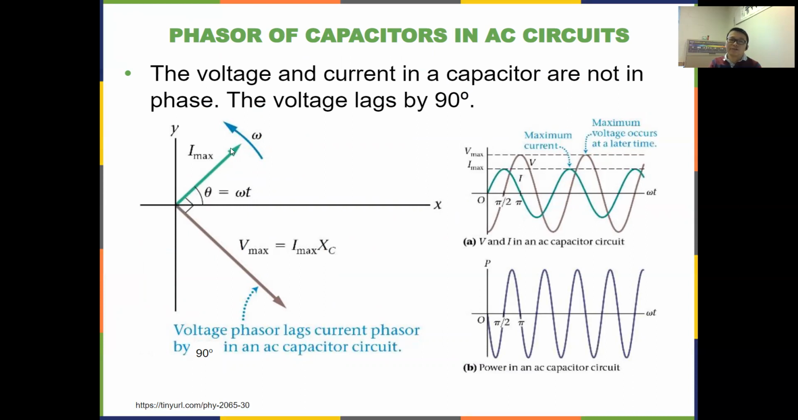If we start with the current at omega t, then the current at any given moment will be I max sine of omega t, right? And then the voltage will be V max times sine of omega t minus pi over 2, because it's lagging by 90 degrees, or pi over 2. The voltage at any given time is the y projection of this vector, so the current phasor is leading the voltage phasor by 90 degrees.